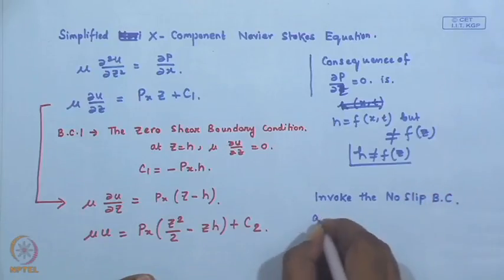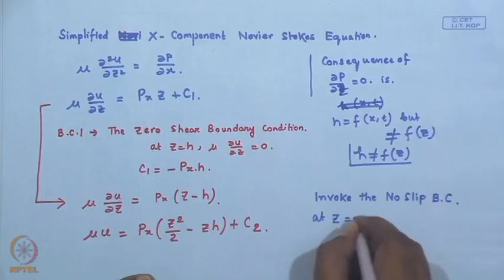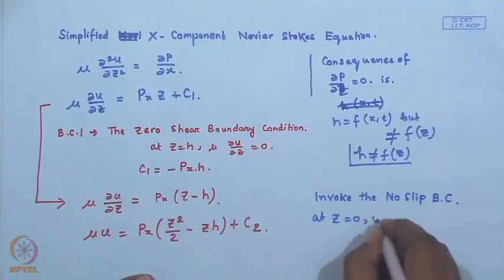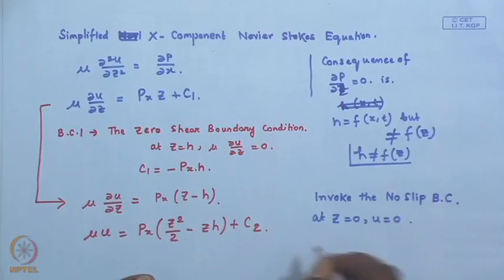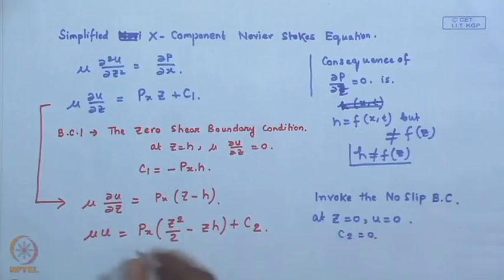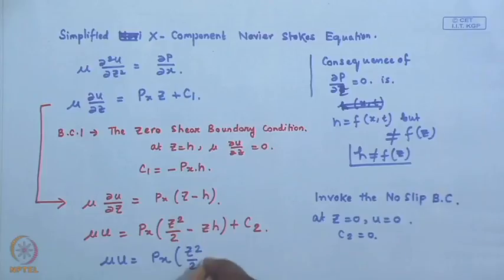That is at z is equal to 0, u is equal to 0. If you substitute that, z is equal to 0, u is equal to 0, what you get is C 2 equal to 0. Therefore, you get mu u is equal to p x into z square by 2 minus z h.